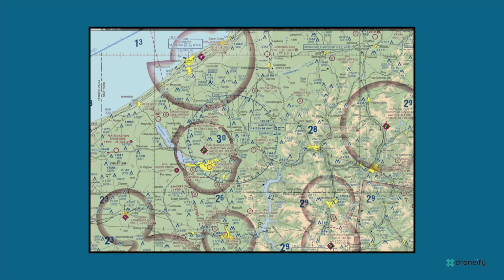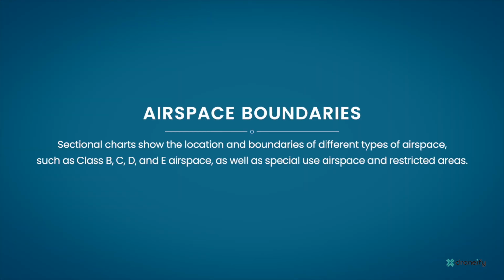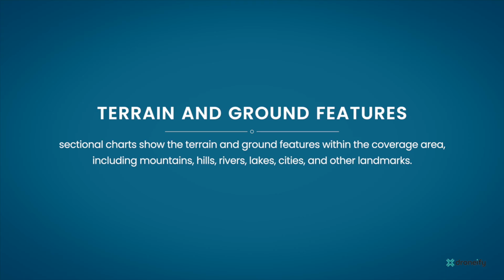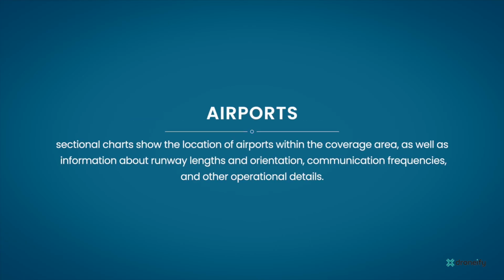The chart provides a wealth of information, including airspace boundaries. Sectional charts show the location and boundaries of different types of airspace, such as Class B, C, D, and E airspace, as well as special use airspace and restricted areas. Terrain and ground features. Sectional charts show the terrain and ground features within the coverage area, including mountains, hills, rivers, lakes, cities, and other landmarks. Airports. Sectional charts show the location of airports within the coverage area, as well as information about runway lengths and orientation, communication frequencies, and other operational details.